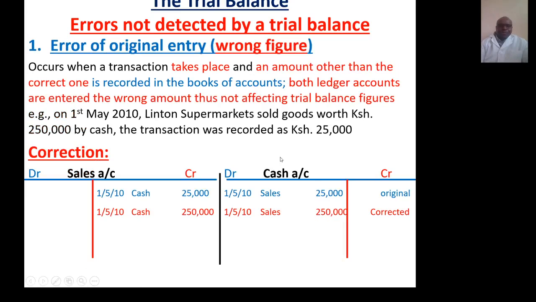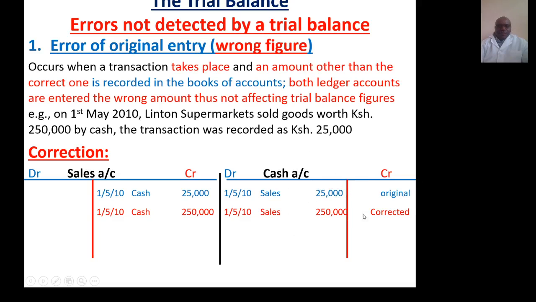Error number 2, error of original entry or wrong figure. It occurs when a transaction takes place and an amount other than the correct one is recorded in the books of account. Both ledger accounts are entered the wrong amount, thus not affecting the trial balance figures. For example, on 1st of May 2010, Linton Supermarkets sold goods worth 250,000 by cash. The transaction was recorded as 25,000. So, the sales account was recorded 25,000 and cash account 25,000 on the debit side. This is the original record.